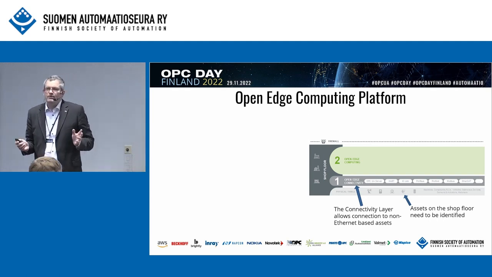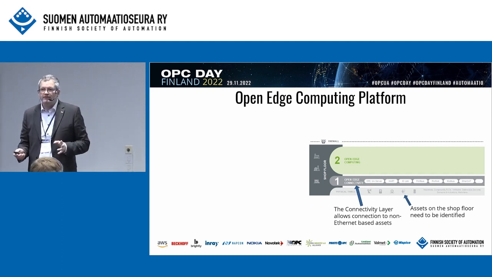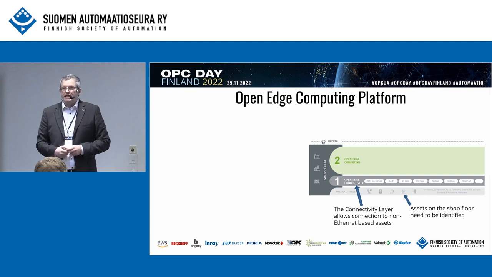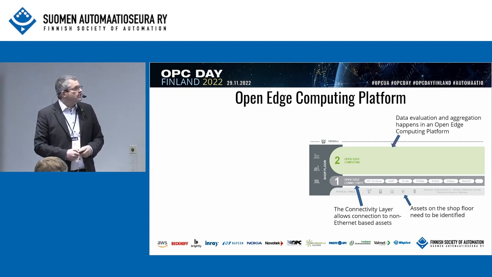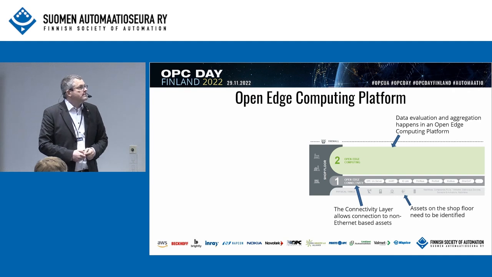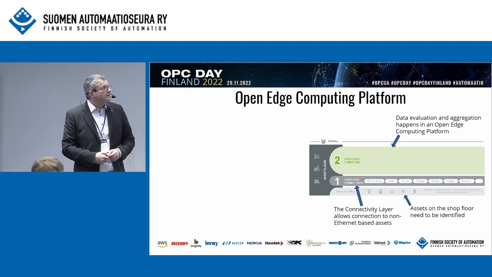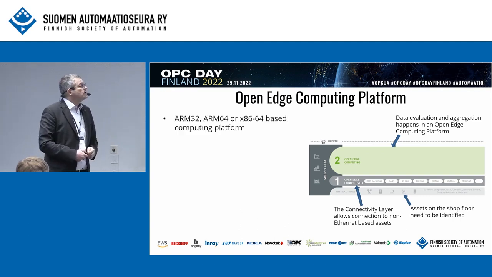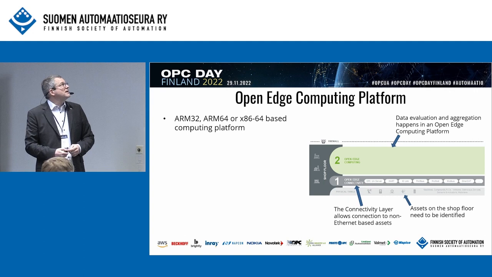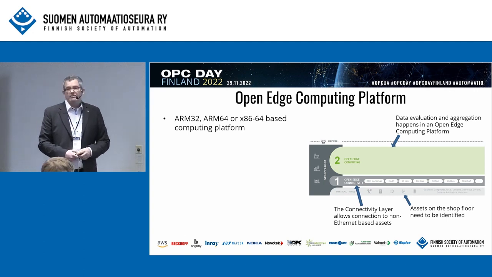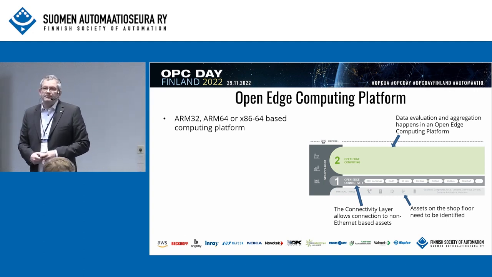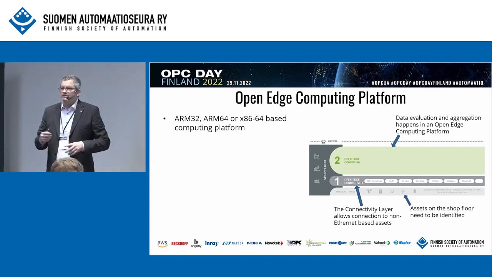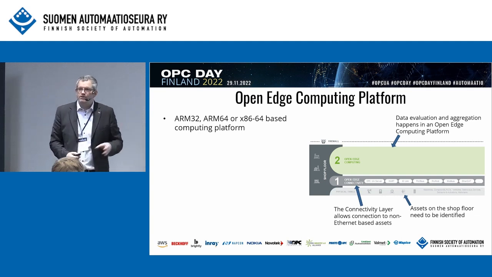Standard means, of course, you can have a special edge gateway with Profibus interface, for example, but maybe it's just a standard gateway with Ethernet interfaces. So the platform is there for evaluating and aggregating the data and doing something with that on this level. So the open edge computing is basically based on an ARM or x86 architecture. Of course, others would be possible, but as you see later on, this is what we concentrate on right now.